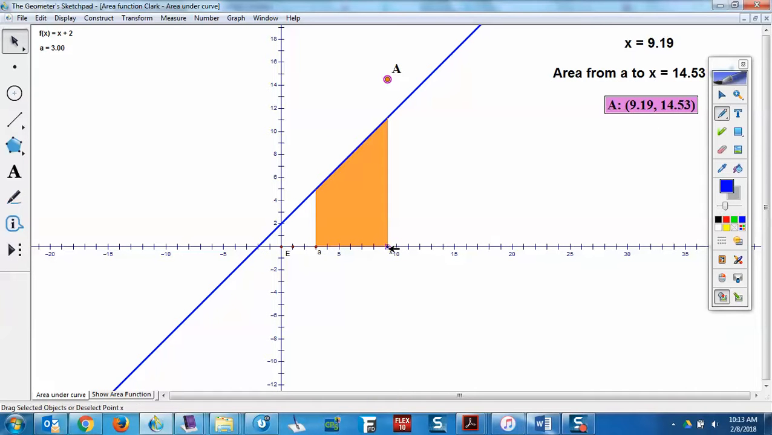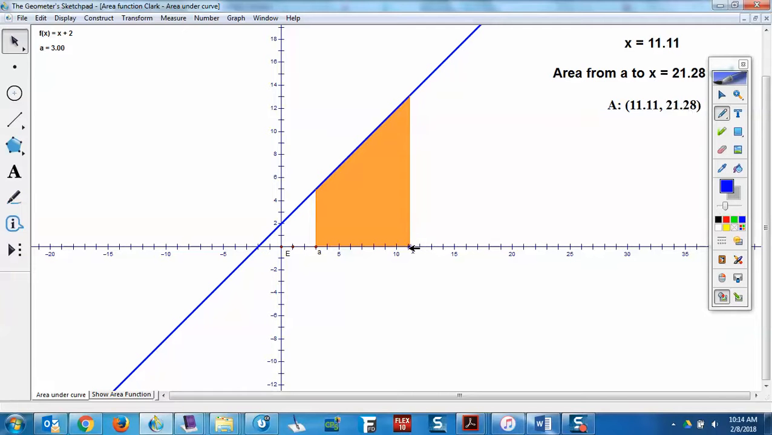X is right now at 9.19. And the orange area is 14.53. So I have plotted the point X and the area. That's what this point is right here. Now, as I drag this to the right, what's going to happen? What's the A going to do, the A point? It's going to go up, isn't it? Because I'm gaining more area, right?